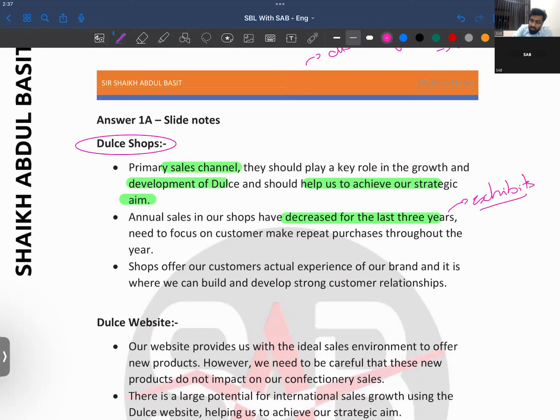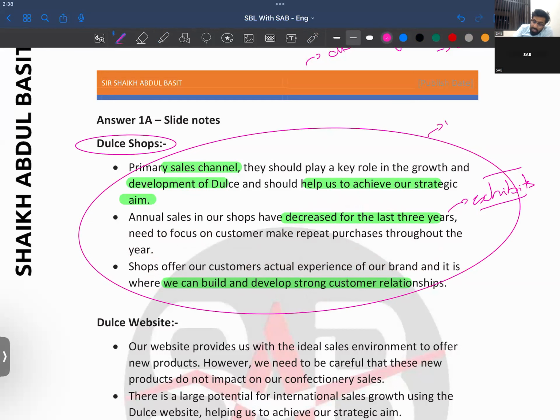We haven't read the complete question in this class, but we have done these questions multiple times before. So annual sales in our shops have decreased in the last 3 years, and we need to focus on getting customers to make repeat purchases throughout the year, right? Then the shop offers our customers an actual experience of our brand, and it is where we can build and develop strong customer relationships. So while concluding this paragraph with these 3 points, I'm saying that investing in shops will satisfy my aim, right?